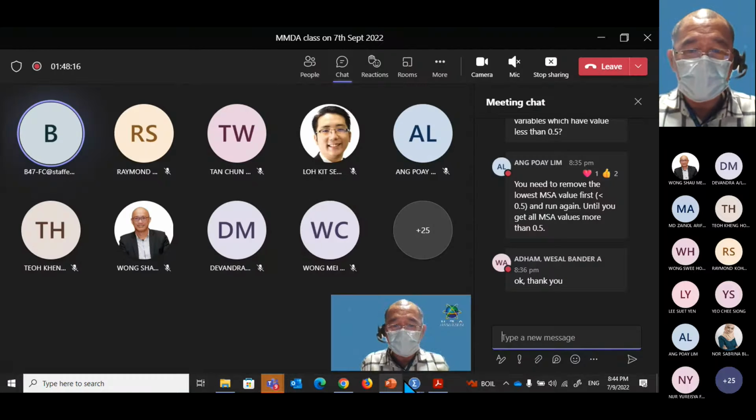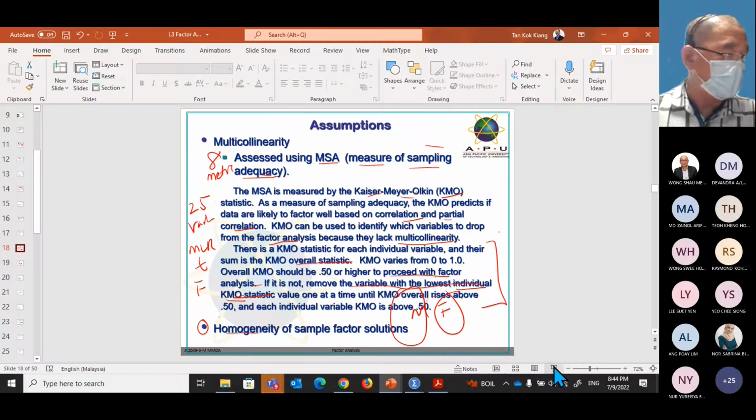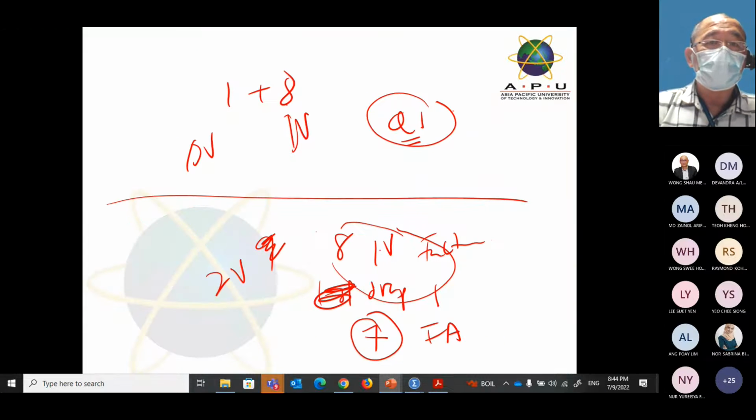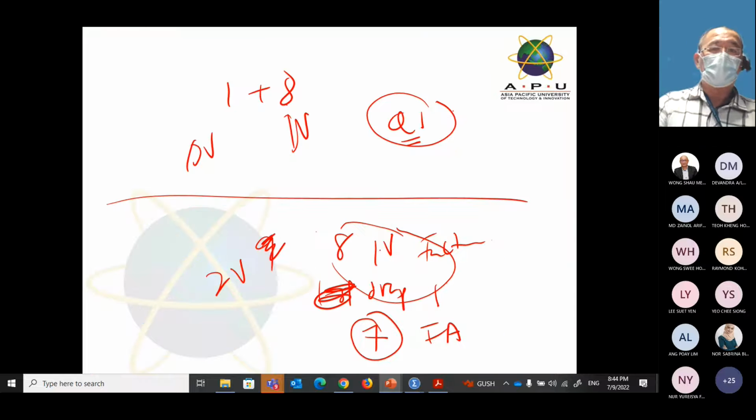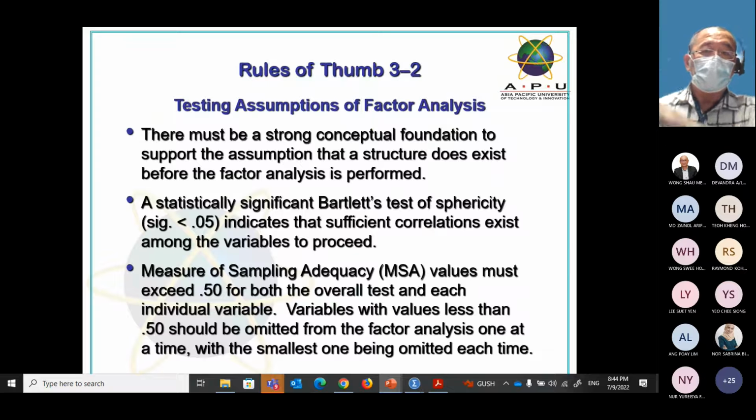If no question, now we see next. This one is the pre-testing. Before the actual factor analysis, you must do this. There must be a strong conceptual foundation to support the assumption that a structure does exist before the factor analysis is performed. Okay, actually we're done already. No, a bit more. We see this.